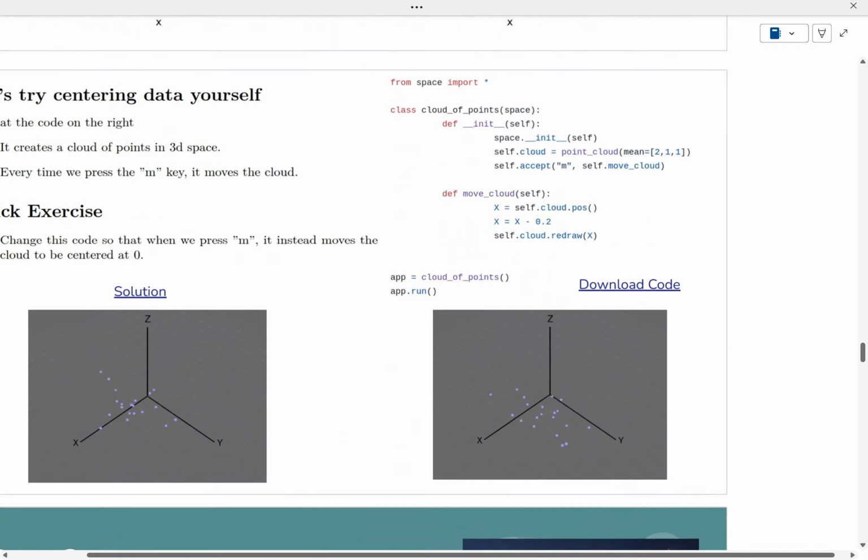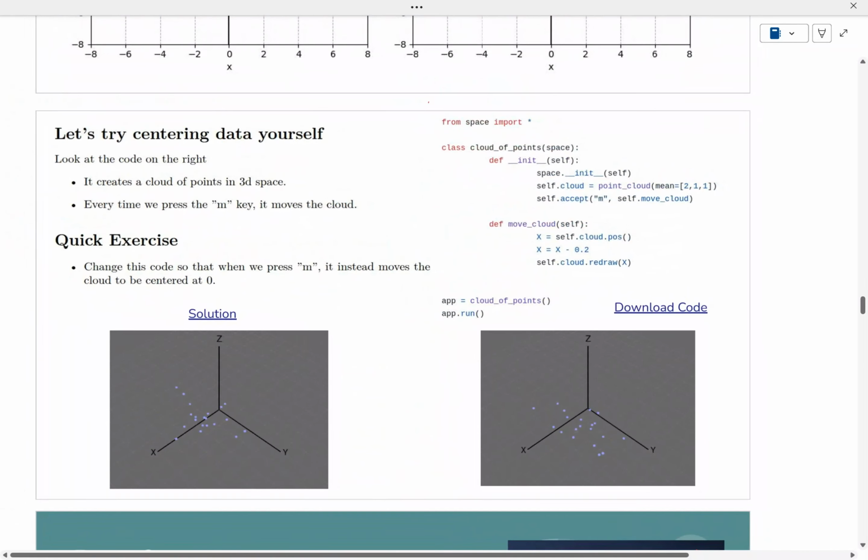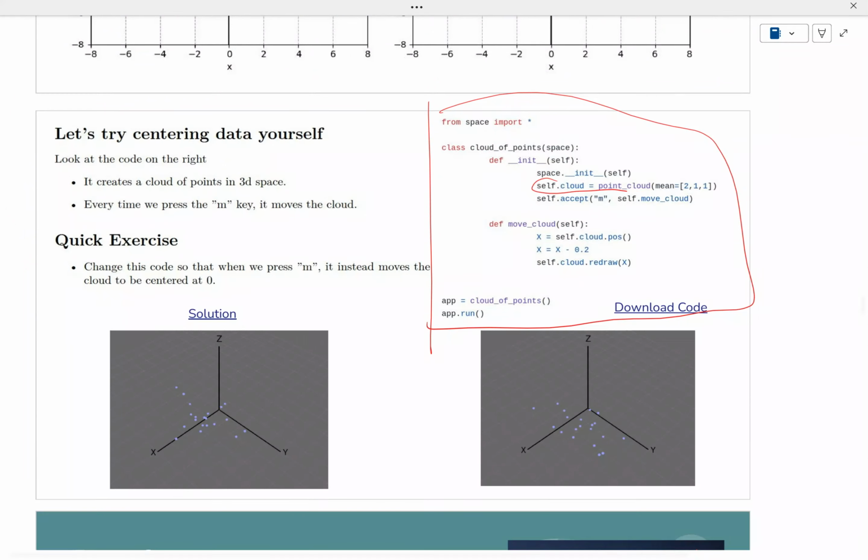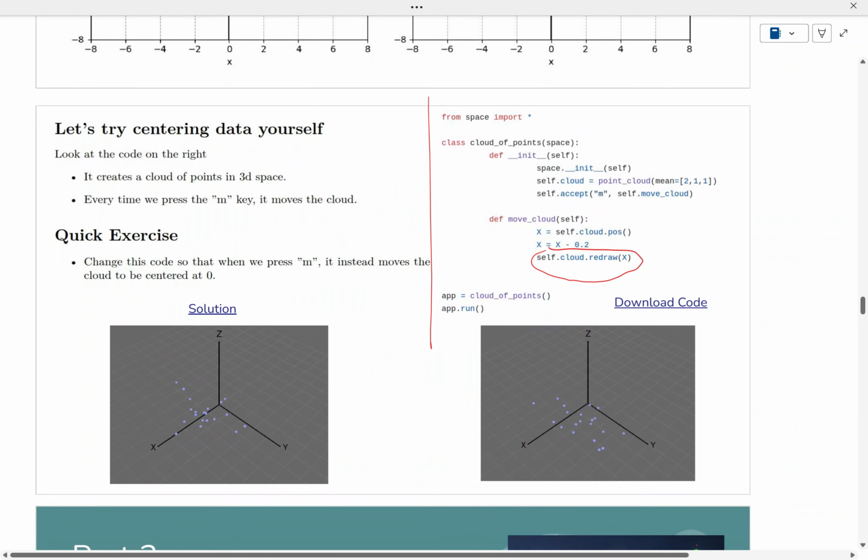Okay, so now let's look at another example code. In this code, basically I generate a cloud of points, and then I can move them. And the way I move them is I get the position, and then I shift the position, and I redraw with a new position. So you can see what is happening is essentially a cloud of points. Every time you press M, it will move the cloud slightly.